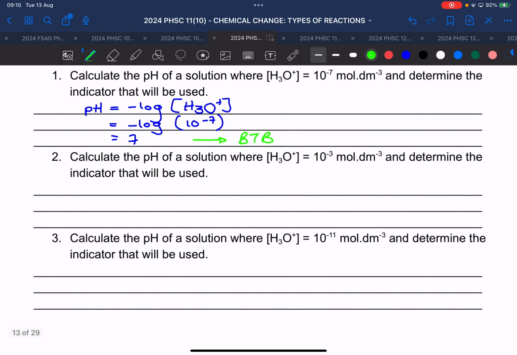Okay, next one. Calculate the pH and determine which indicator will be used. Wat is fout, Khali? Back to back. You said that or Lesedi said that?